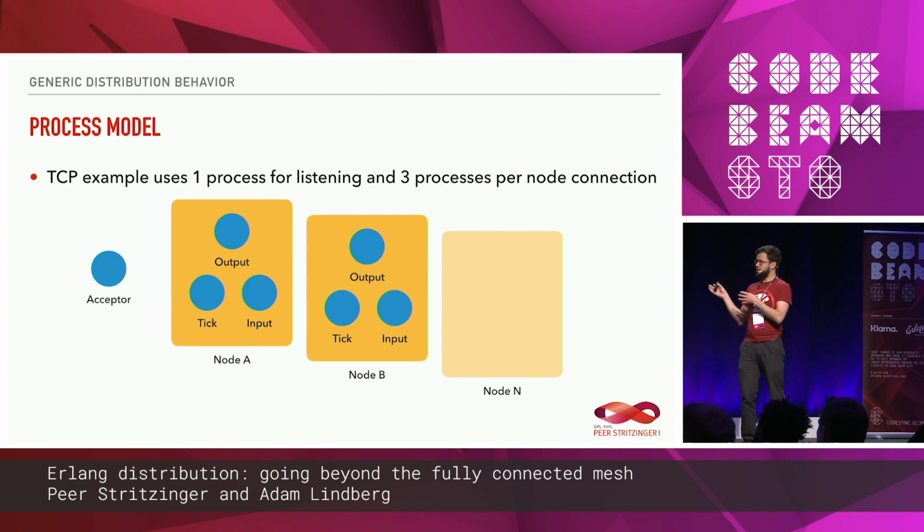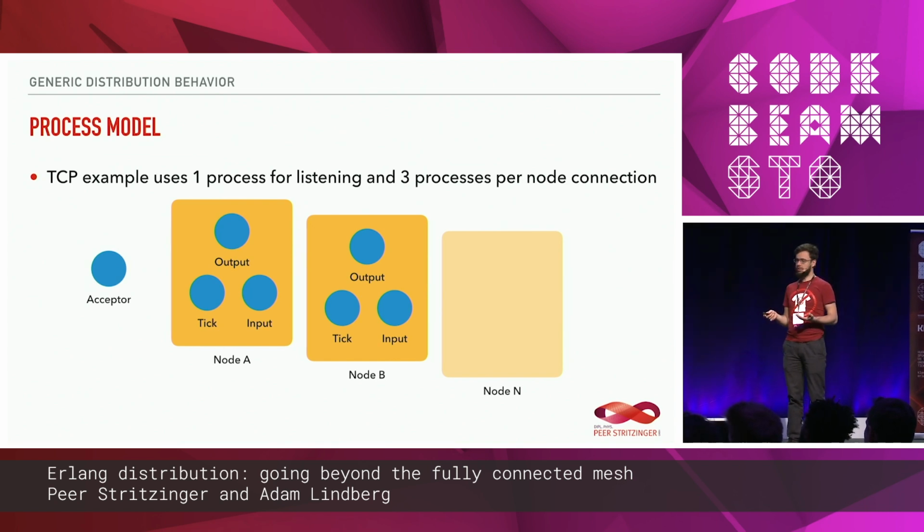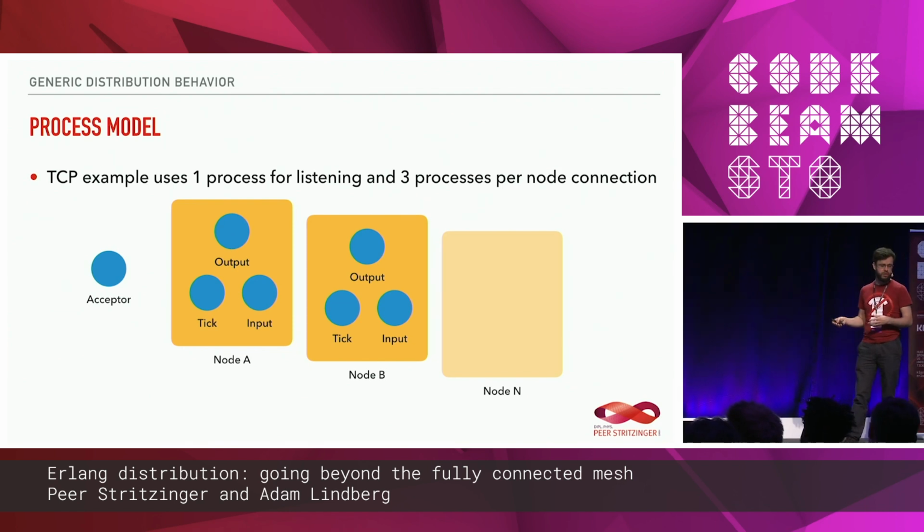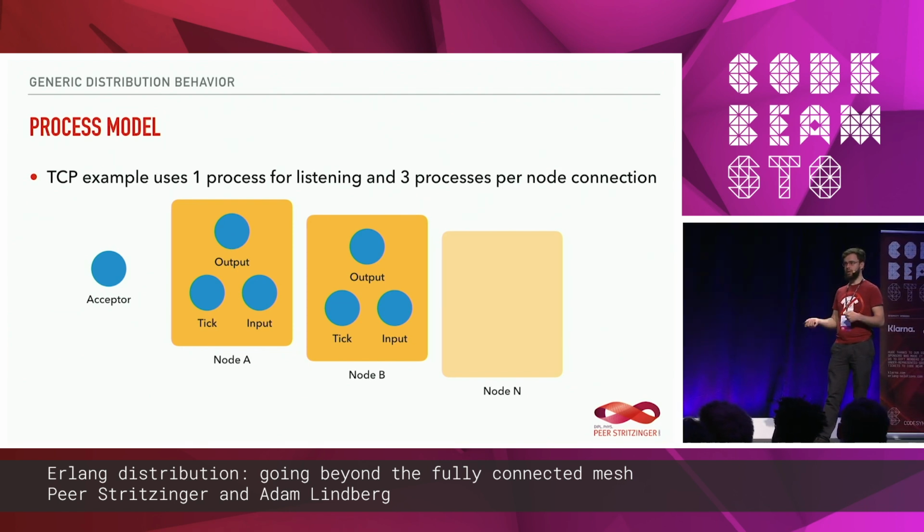So I already talked a bit about this. The existing process model is basically per node, you have an acceptor, and for each node connection, you have an input and output process. And there's also a tick process that takes care of sending the ticks. And this only happens when the pipe is idle. So if you don't send any actual data, you send a tick instead. And this is used for Erlang node liveness.